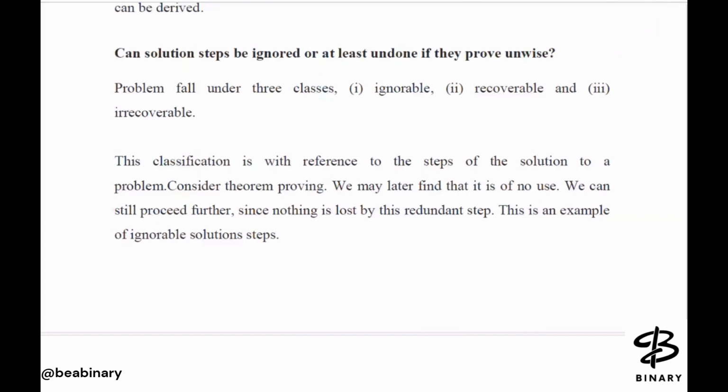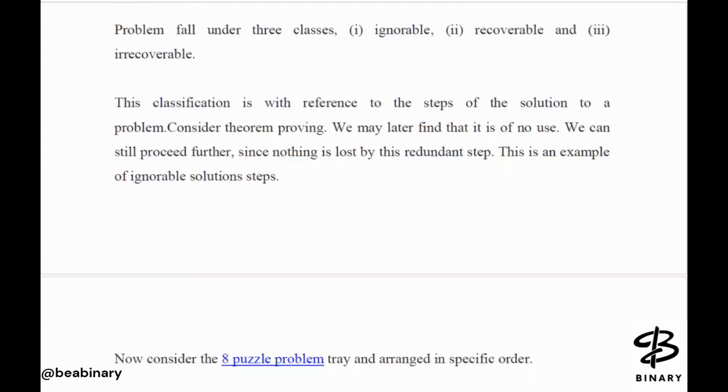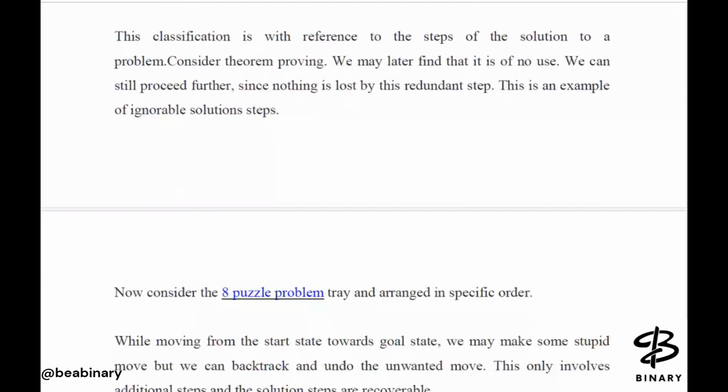Consider theorem proving. We may later find that a step is of no use, but we can still proceed further, since nothing is lost by these redundant steps. This is an example of ignorable solution steps. If we are talking about any theorem proving problem, we can ignore the particular steps here.